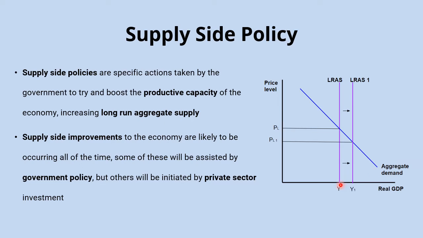The effect will be the same though, with increasing long-run aggregate supply, meaning the curve shifts to the right, and the outcome is that real GDP should increase whilst keeping inflation under control.